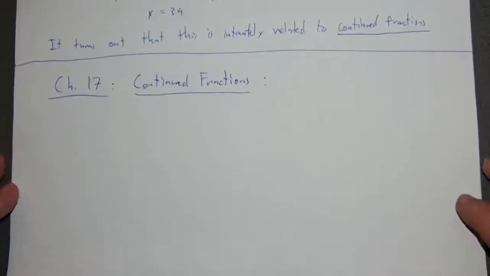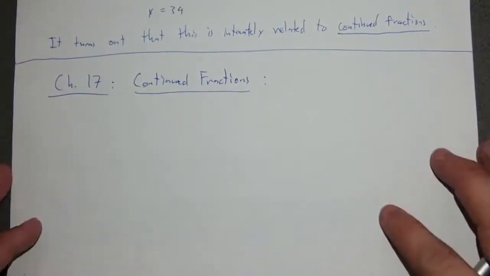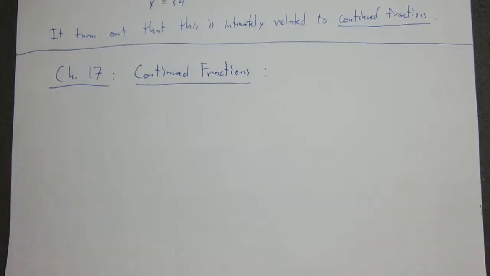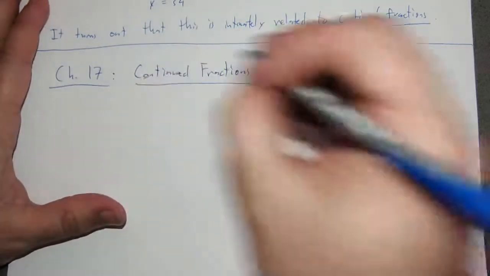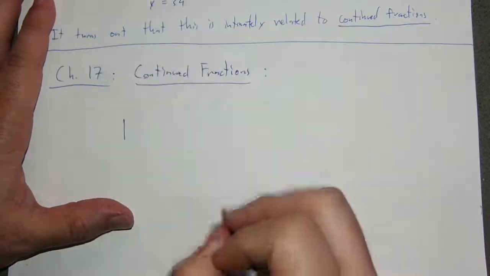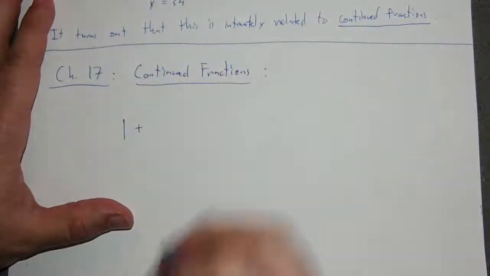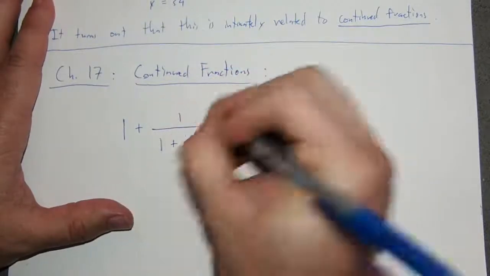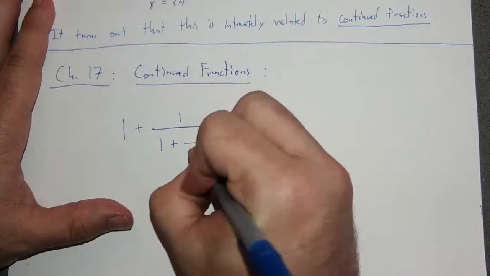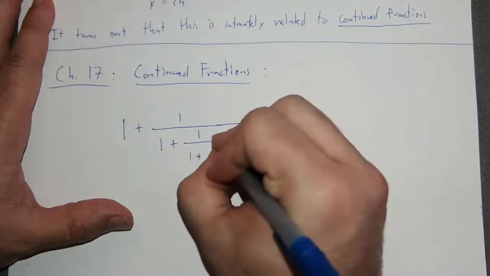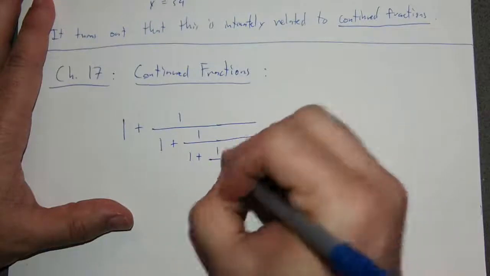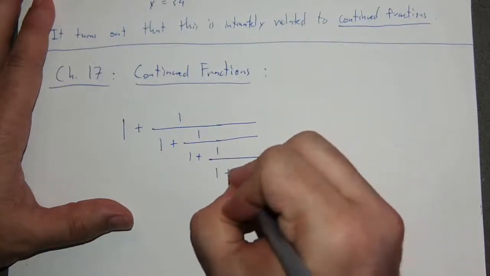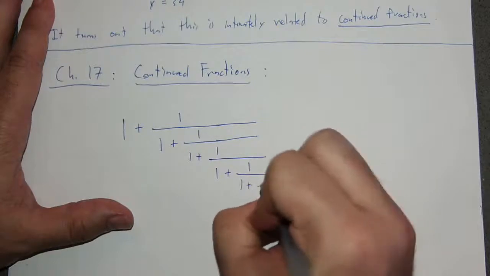So what is an example of a continued fraction? Well, probably the simplest example of a continued fraction is one that just involves ones everywhere. So 1 plus 1 over 1 plus 1 over 1 plus 1 over 1 plus 1 over 1. And I'm just going to continue that.